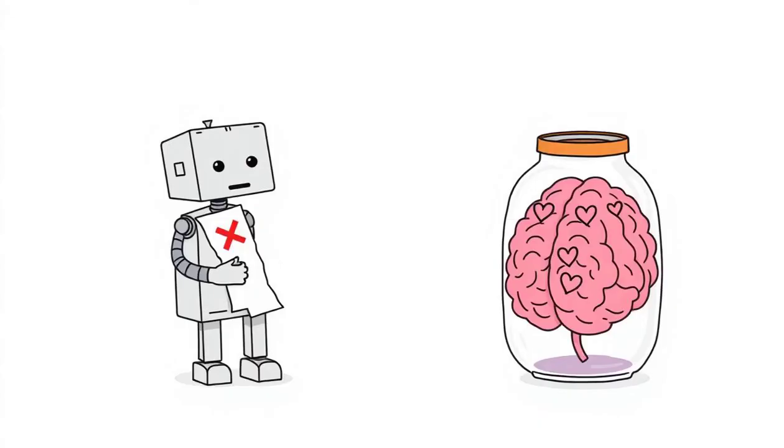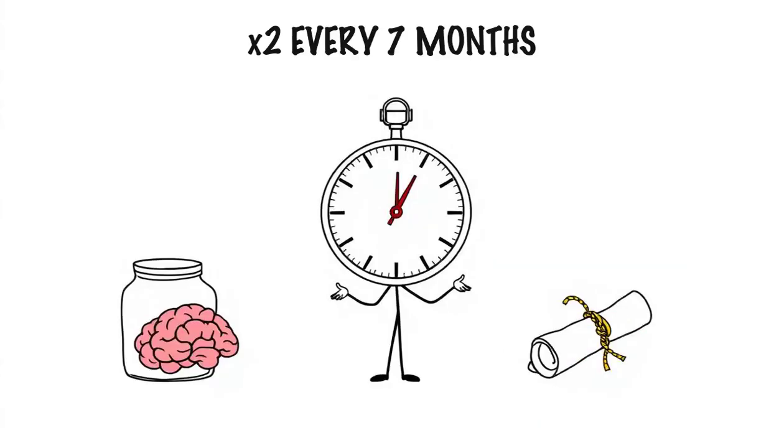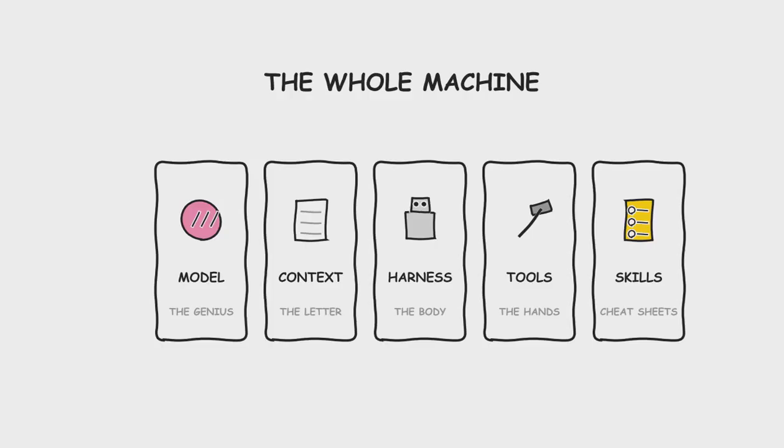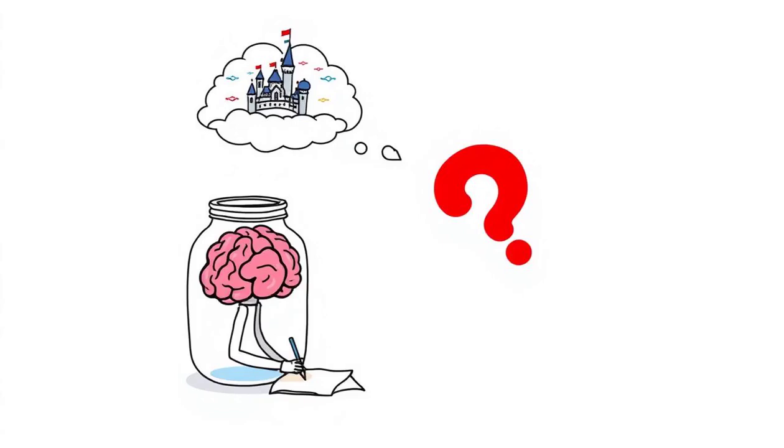Now you can test any product that calls itself an agent. Ask one question: who decides the next step? If a programmer chose the steps in advance, it is a script in a costume. If the model decides each turn, it is real. Model, context, harness, tools, skills. A forgetful genius, one big letter, a robot body, its hands, and its cheat sheets. And the strangest part is the genius itself. Sometimes it writes orders about things that were never true. Why? That is the next video.